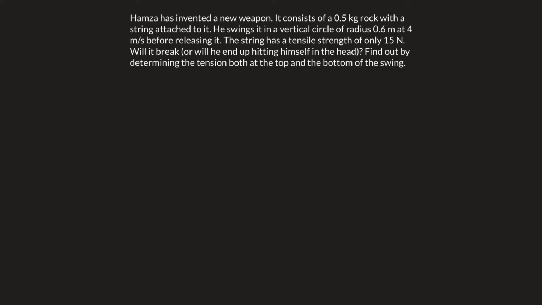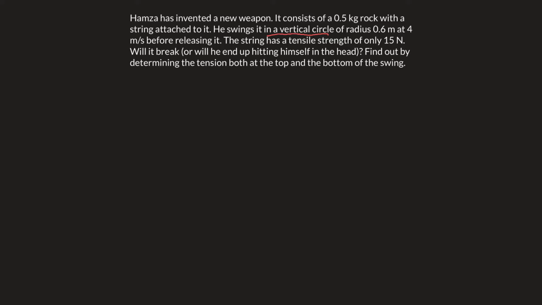All right, in this example, we have a student who's created some new sort of rock string weapon. It consists of a 0.5 kilogram rock with a string attached to it. It's really important to note that this is swung in a vertical circle, so it's swung in front of them up and down, as opposed to horizontal, parallel to the ground. So it's vertical, perpendicular to the ground.